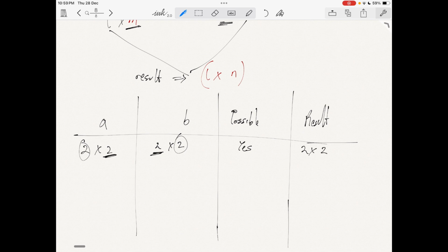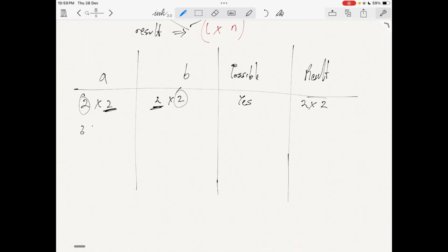Now let's take another one, a 3 by 2 matrix multiplied by a matrix of order 2 by 4. Now we can say that the number of columns in the first matrix, matrix A, is the same as the number of rows in the second matrix. So yes, it is possible, and the result of the multiplication will be 3 by 4.